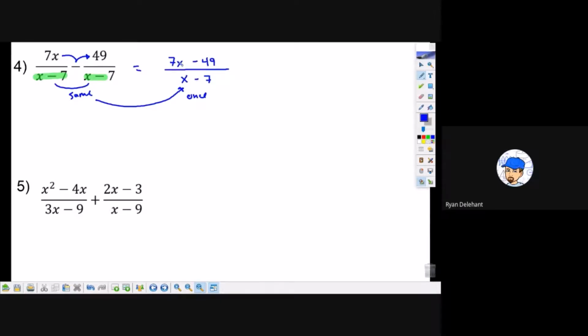Now we need to look to factor again. 7x and 49 have a common factor. It's going to be 7, which will leave you x minus 7. That's x minus 7. And now we have a common factor in the top and the bottom that'll cancel.